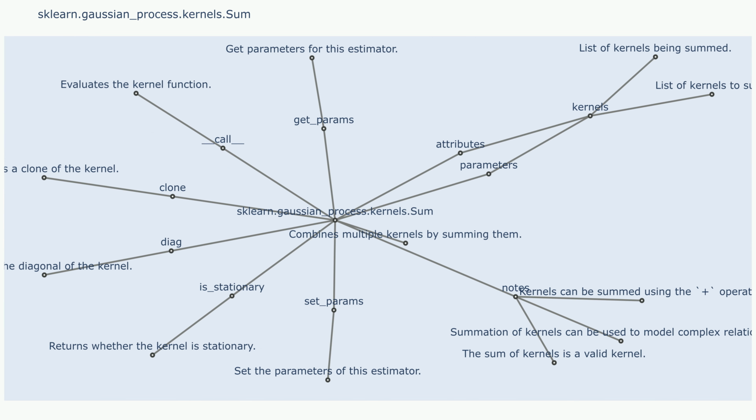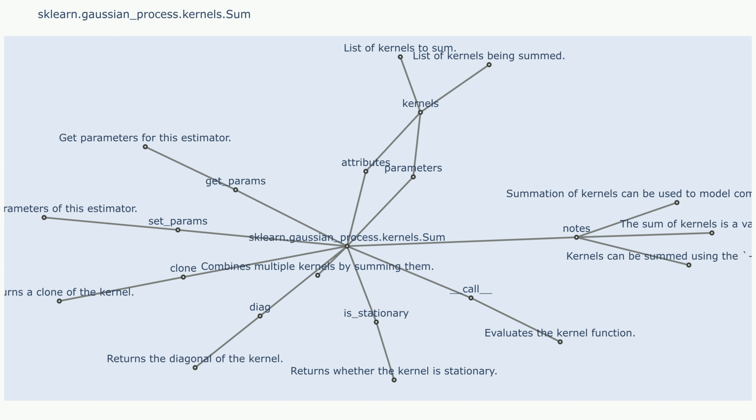from sklearn.gaussian_process.kernels import RBF, Matern, Sum. kernel = Sum(RBF(length_scale=1.0), Matern(length_scale=2.0, nu=1.5)). In this example, we combine an RBF kernel with a Matern kernel. The sum kernel will add the outputs of these two kernels, resulting in a combined kernel that captures aspects of both individual kernels.